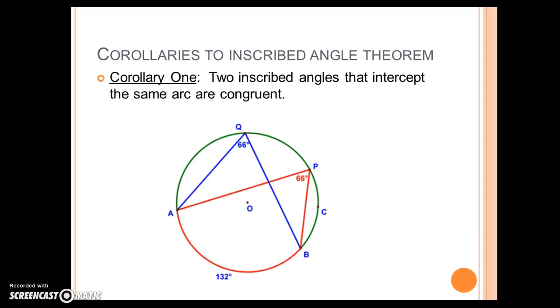We have a couple corollaries that correspond with our inscribed angle theorem. The first one says two inscribed angles that intersect the same arc are congruent. So if you notice angle AQB in blue and angle APB in red, they both share the same arc of 132, meaning that their angles are both going to be 66 and they're going to be congruent.